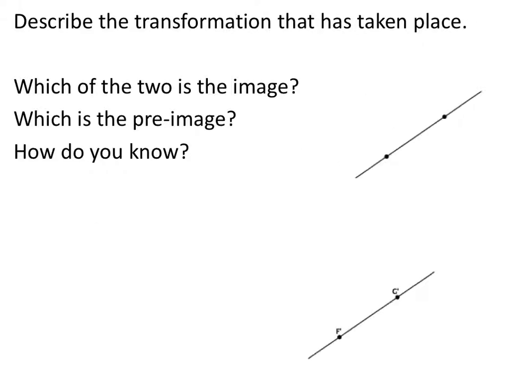Alright, so describe this transformation that's taken place. Also with your partner, determine which of these two is the image and preimage and how you know. One is the preimage. How do we know? Because the letters are not prime. That's correct. Since the letters are not prime, we know that the top one is the preimage. And the bottom one with the prime marks has to be the image then.